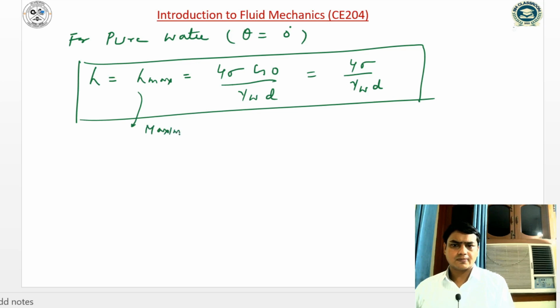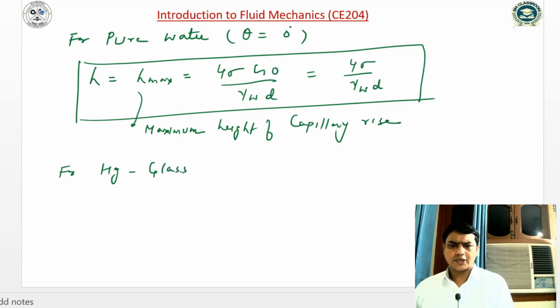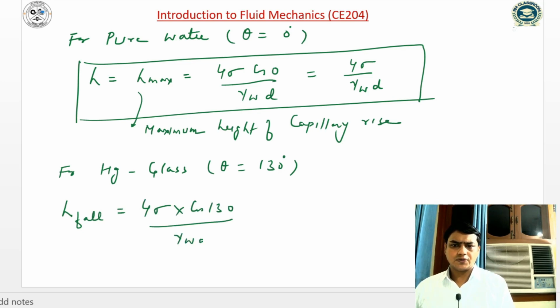Maximum height of capillary rise. Similarly, in case of mercury and glass, if I take the value of theta equal to 130 degrees, what will be the capillary fall? Height of capillary fall is 4 sigma cos 130 degrees divided by gamma w into d.